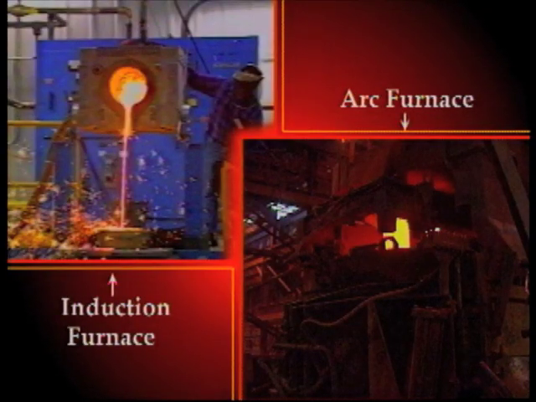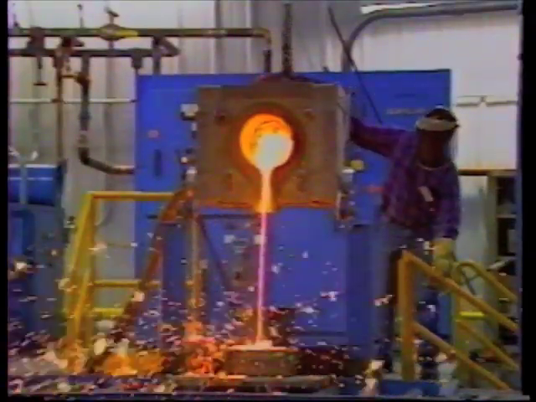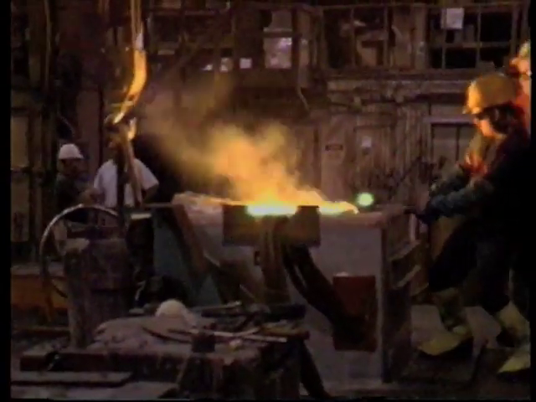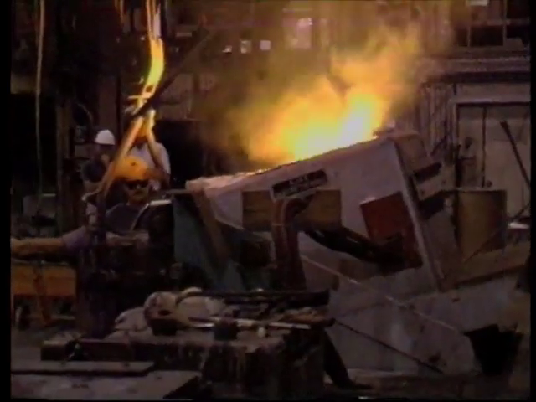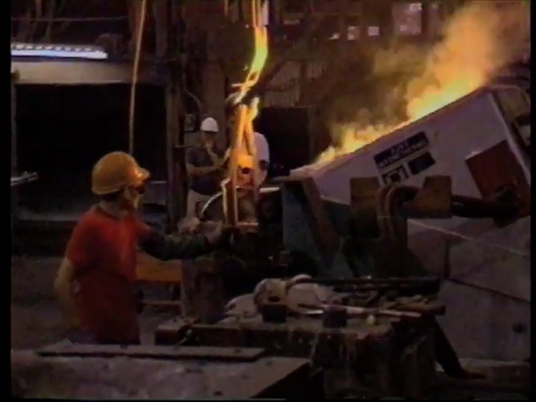The second type of electric furnace is called an induction furnace. This furnace melts the steel by using an electrical coil. Electrical induction fields heat the steel. The induction furnace melting technique is normally used for smaller heats or special alloys.